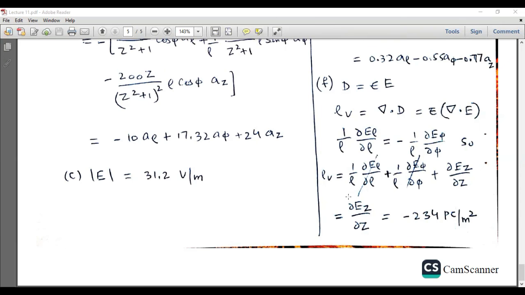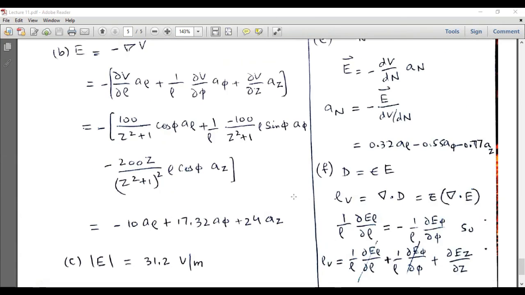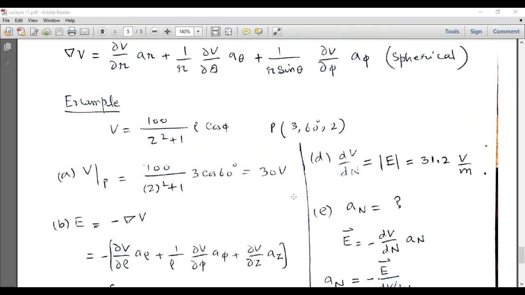So that is all about our today's lecture on gradient of potential or potential gradient. I hope you have understood the concepts discussed in this lecture.